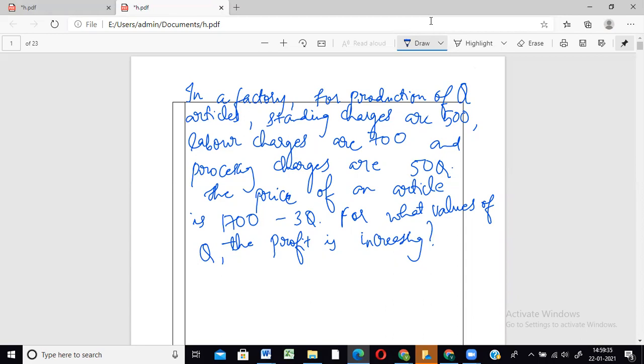Okay, so this is a word problem. Please try to understand the problem first. They're talking about a factory where the factory produces Q articles. Q is the name of an article. In that company, the standing charges are 500 rupees.